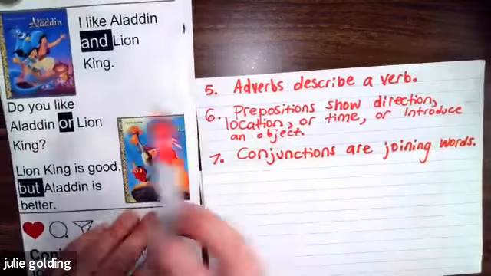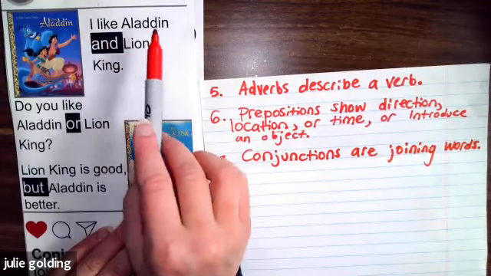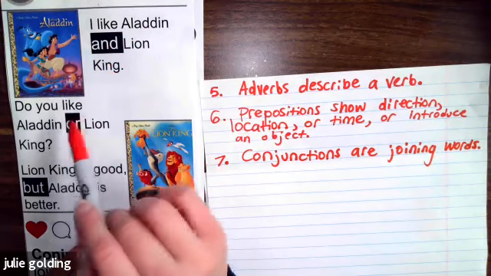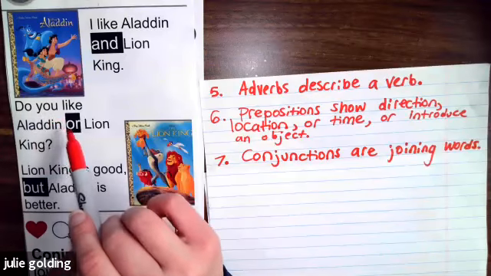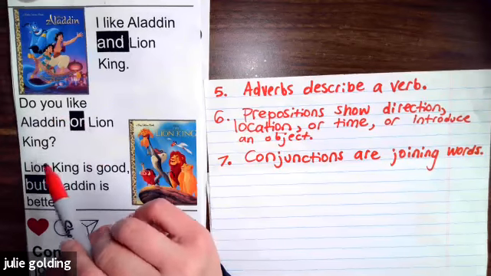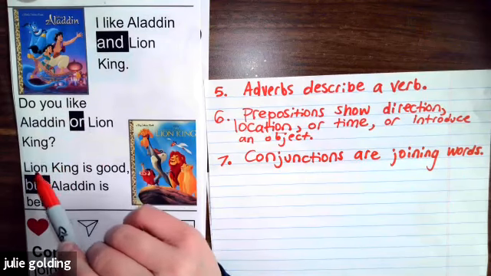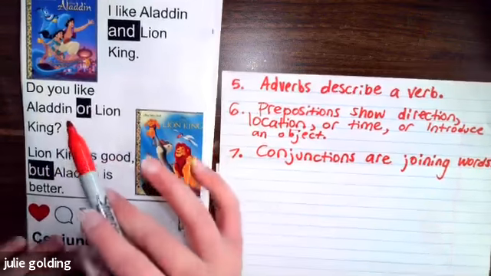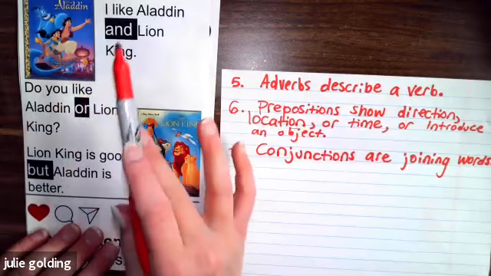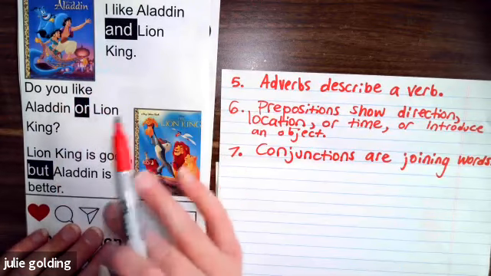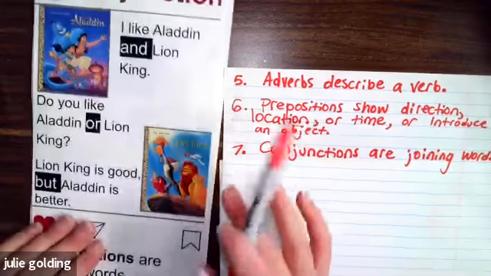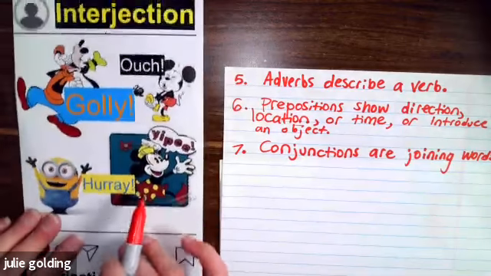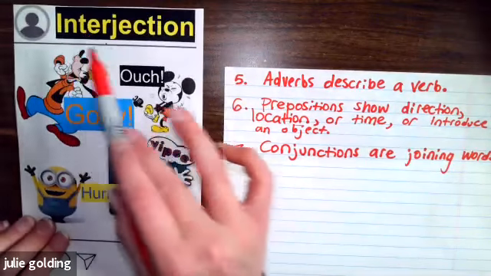So let's look at some examples. I like Aladdin and Lion King. And is a conjunction. Do you like Aladdin or Lion King? Lion King is good, but Aladdin is better. Notice that there are 2 different options. And, or, and but are all conjunctions. They join phrases together. And the last part of speech is called interjection.